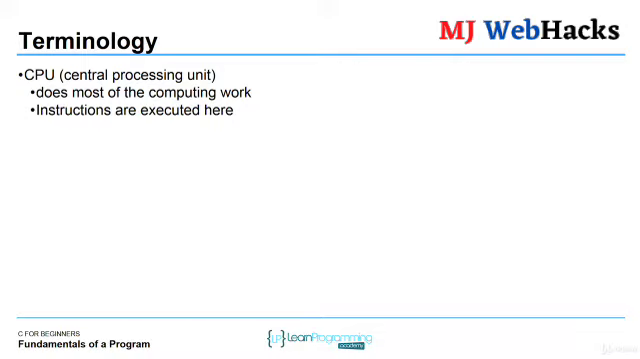Also, I want to talk about some basic terminology. The CPU, the central processing unit. This is the brain of the computer. This is where most of the work is being done. This is where instructions are executed.